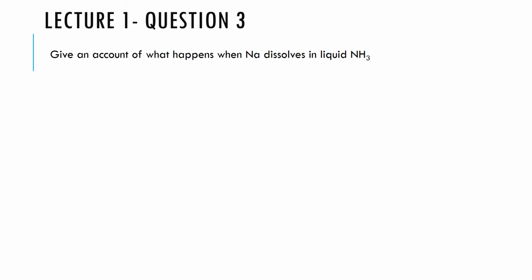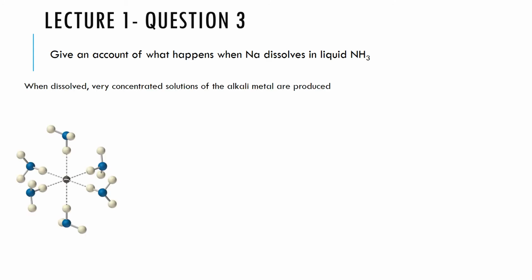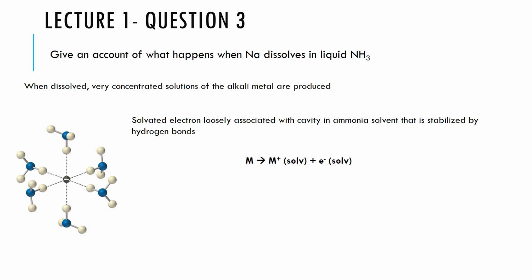Question 3 from lecture 1 asks you to give an account of what happens when sodium dissolves in liquid ammonia. What happens is a really odd property of mainly group 1 and some group 2 metals. And you get very, very concentrated solutions of the alkali metal. So when you dissolve a block of sodium into liquid ammonia, it splits up into the solvated cation and a free solvated electron. And that free solvated electron is stabilized by a cavity formed by the ammonia solvent and hydrogen bonds with hydrogen atoms on the ammonia molecules.